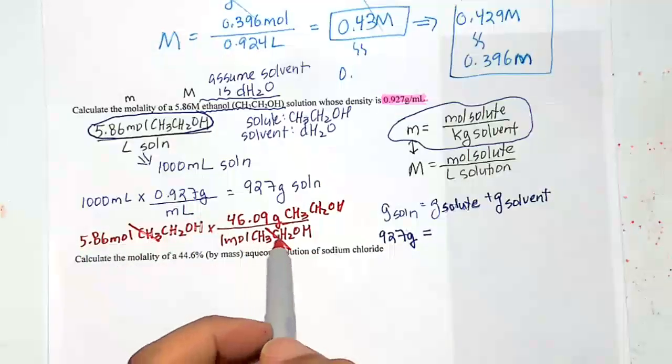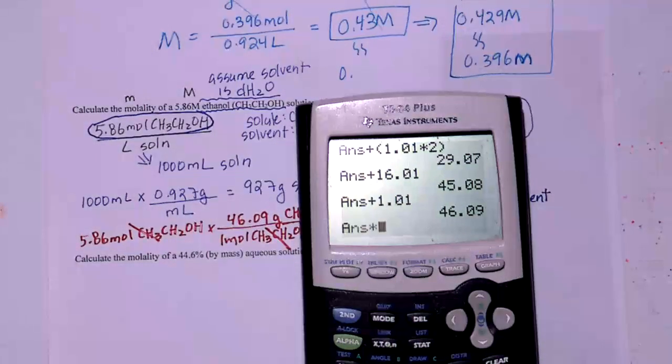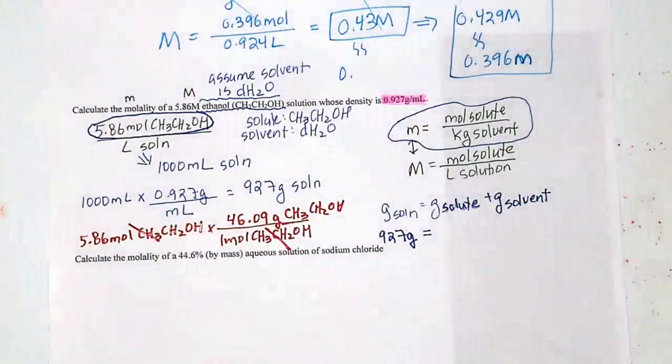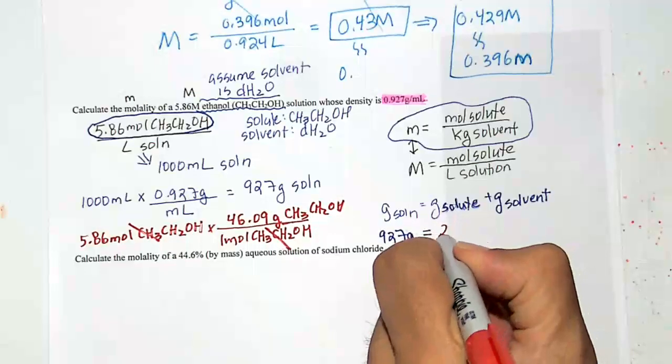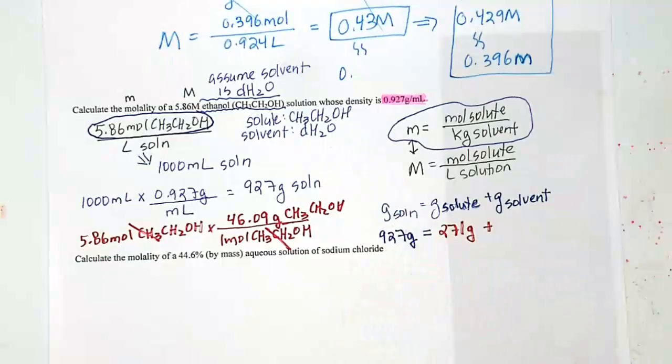All right, so the moles cancel. So 46.09 times 5.86 is 270, we'll just call it 271 grams. Okay, 271 grams, plus grams of solvent.